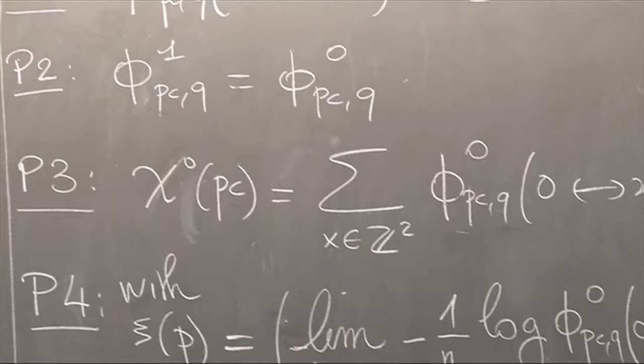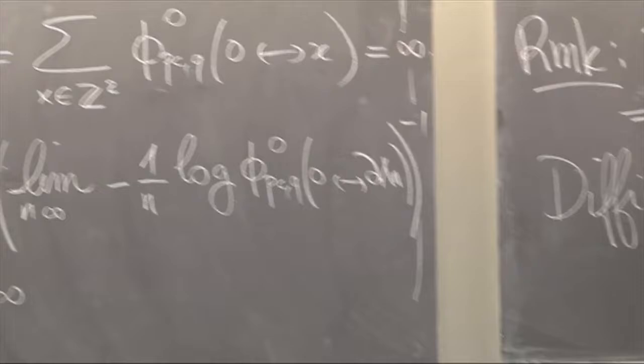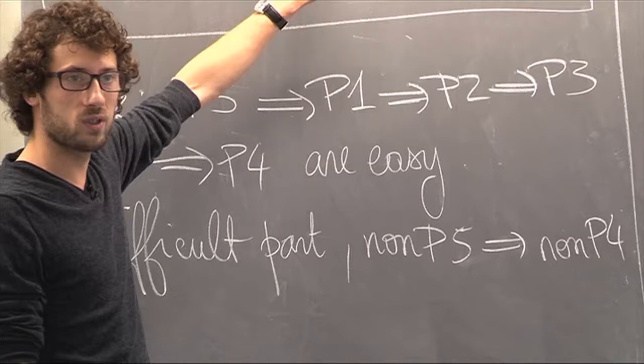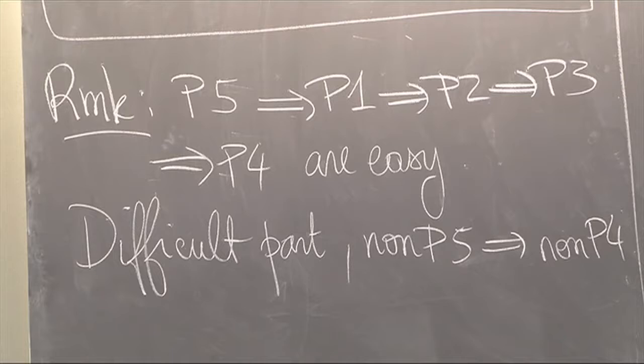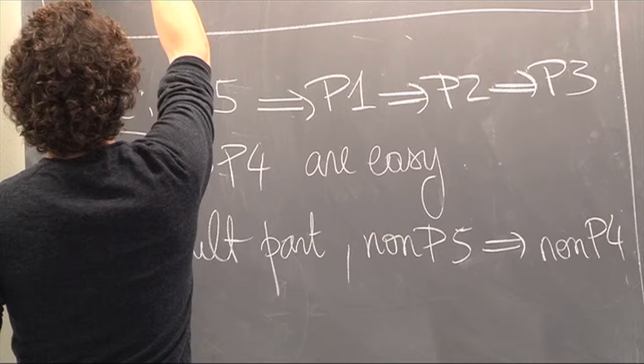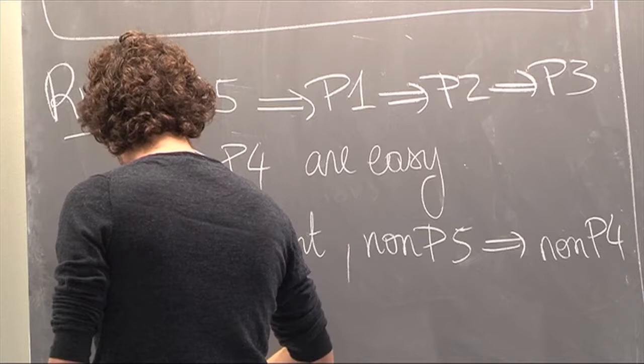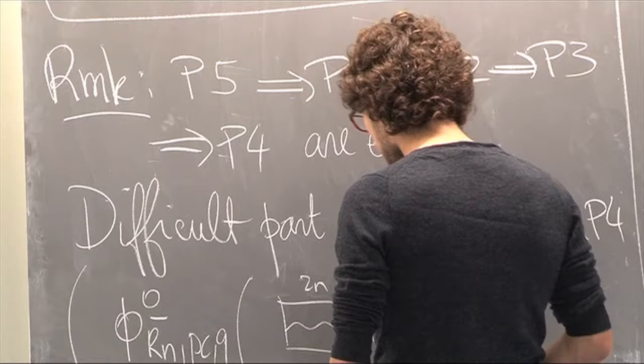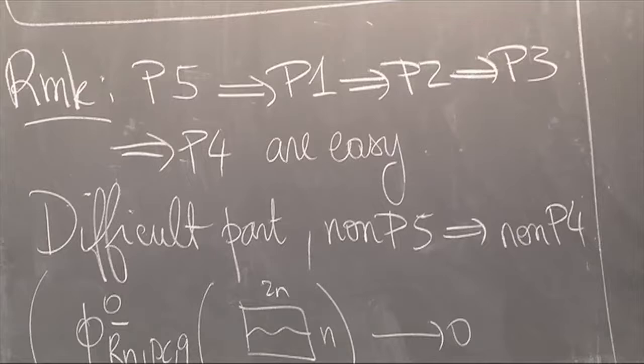And in fact, what you prove is that non-P5 implies non-P4. So you want to prove that if these quantities either tend to 1 or to 0 for some boundary condition, then you have exponential decay. And in fact, what you prove is that if you take free boundary conditions, because these are the smallest one, and you look at the probability of crossing, if this tends to 0, if this becomes too small, then you can prove exponential decay. Then it decays, in fact, exponentially fast.